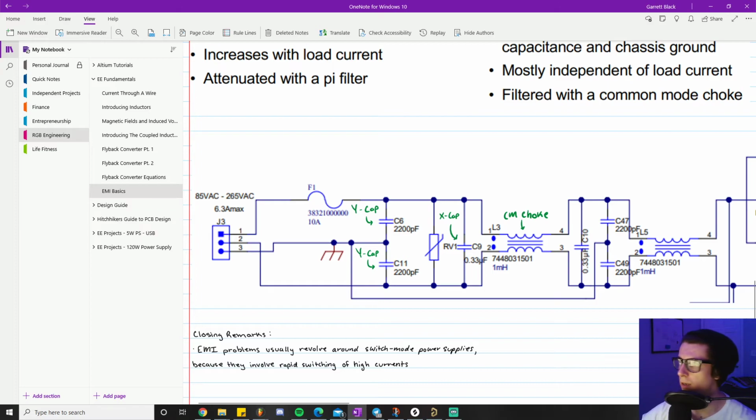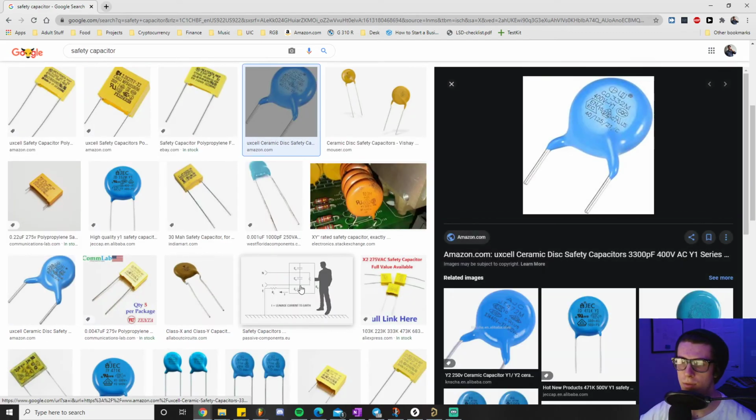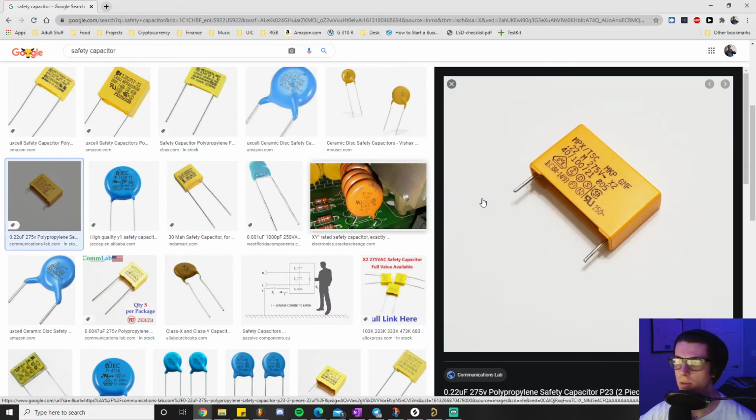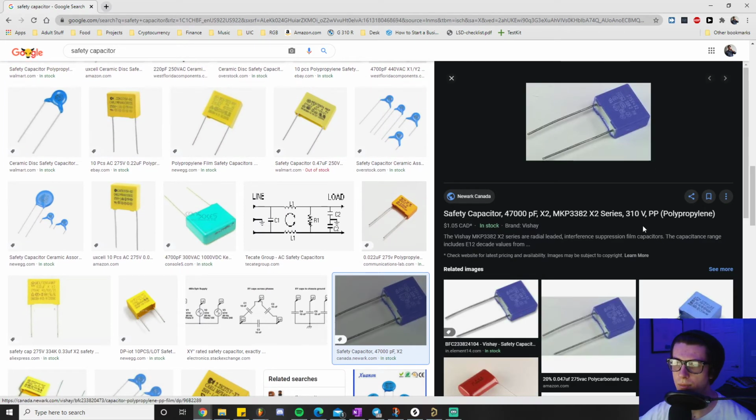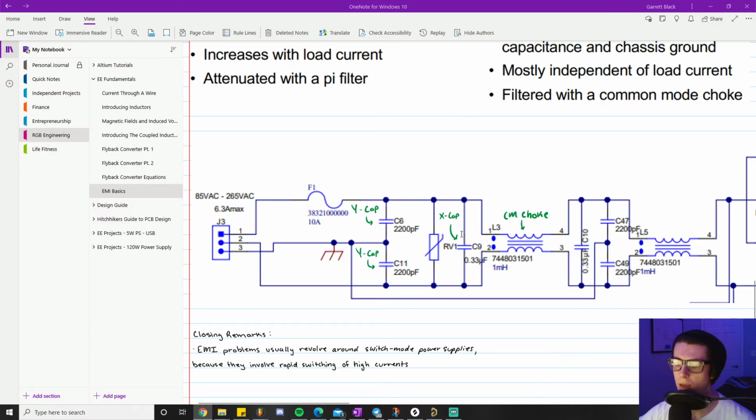Let me see if I can find a good example. You can just search safety capacitor and you'll see what I'm talking about. These are good examples. They look kind of like little button things. And then here's another better example of something you'll see at the input. They're boxy looking things. They can be blue as well. All right, these are capacitors actually, right? And they're used to filter out noise. That's what a Y capacitor would look like as well.